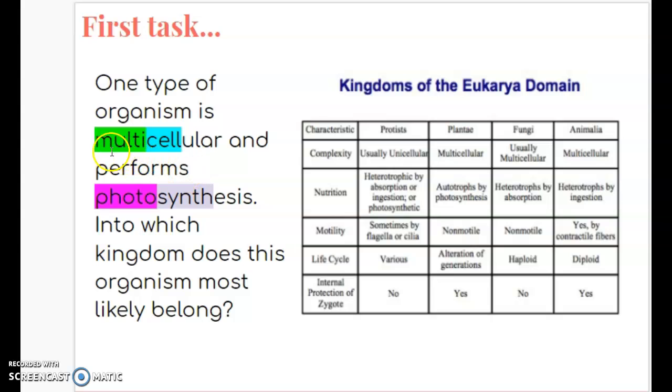And then you're looking for a category that has many cells and also does photosynthesis. Photo means light and synth means to make, so they're making something with light. And you know by now that they're making their food. So in today's mind stretcher, you're looking for a kingdom that is multicellular and photosynthetic.